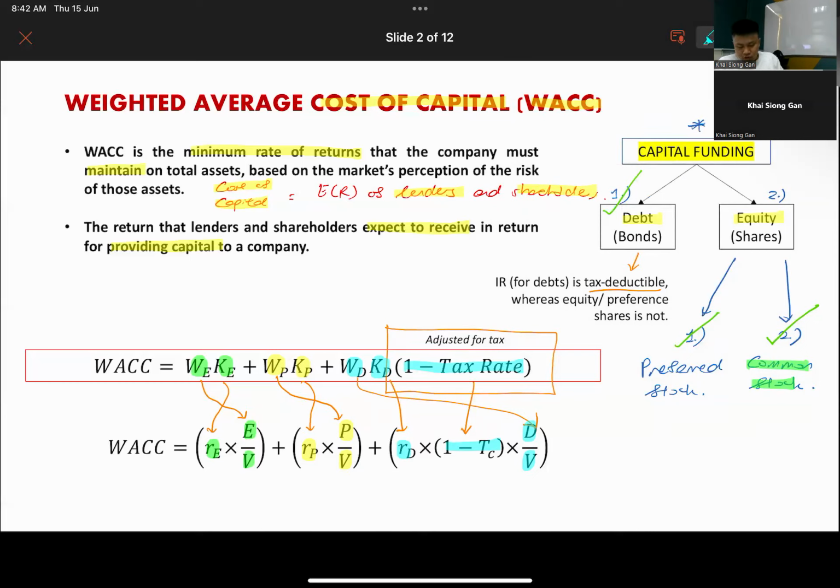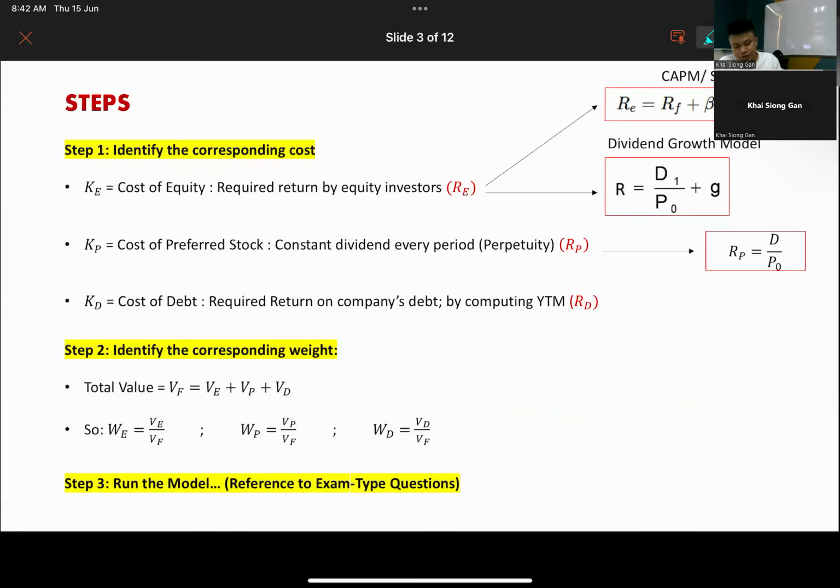Okay, so now we are going to calculate all these components for today's class. These are the steps I've summarized for you. I can call it three main steps. The first one is to calculate the corresponding cost. The cost here I'm referring to is the returns, the R that we're talking about.